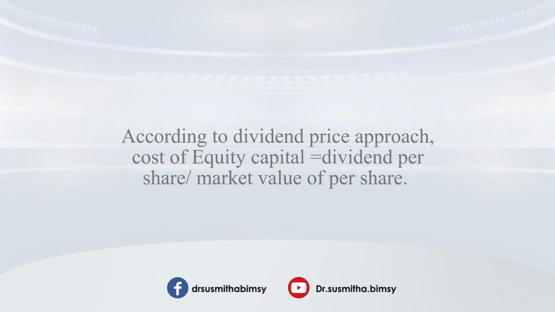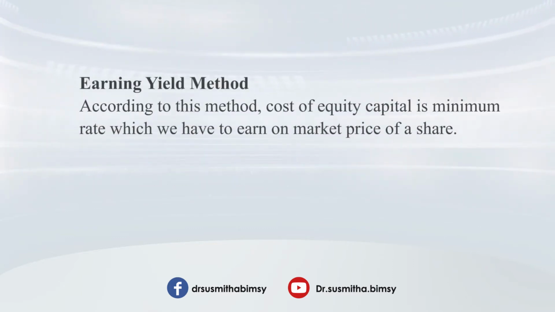Now we are going to discuss earning yield method. It's very simple to remember. In the previous method, that is dividend yield method, the equation to find out the cost of equity capital was DPS by MPS into 100, that is dividend per share by market price per share into 100. Here, according to earning yield method, you just change the numerator. So the equation will be earning per share by market price per share into 100, that is EPS by MPS into 100.